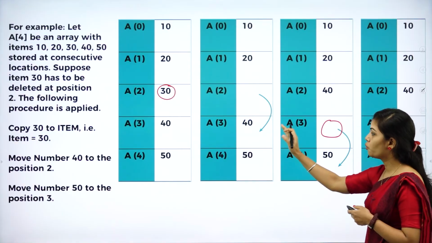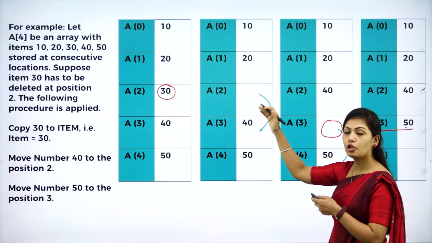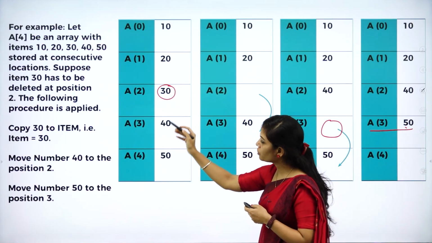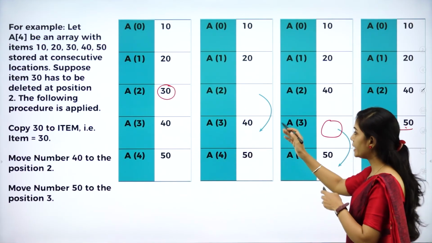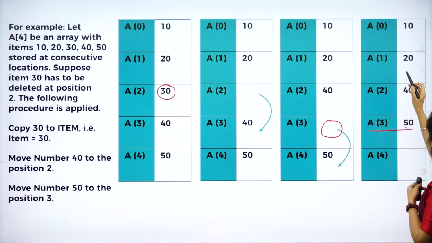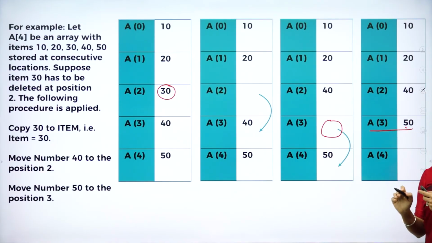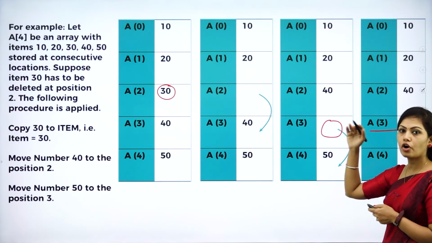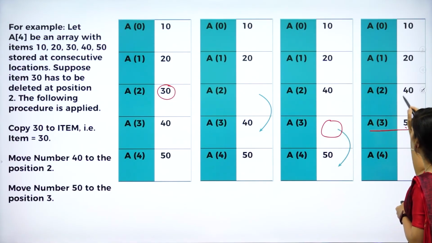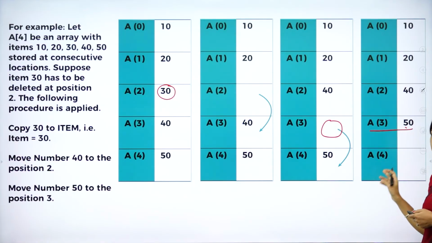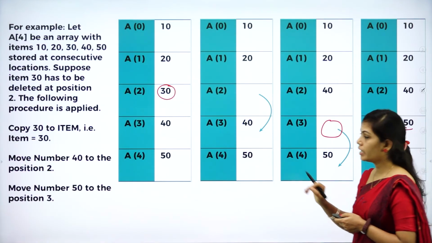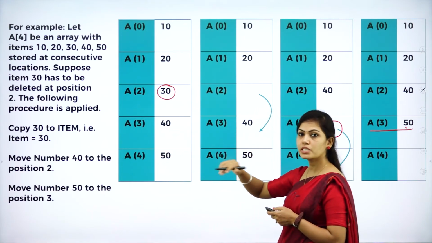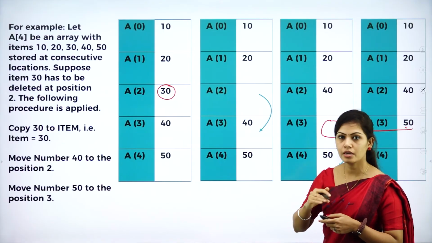In every step, one item has to shift to a lower order position. So here the given array is A of 0 to A of 4. After deleting an item, it will become A of 0 to A of 3 only. In every step, all the subsequent items shift to a lower order position. Now it is A of 0 to A of 3. This is called the deletion operation. In every step, we have to observe the position. One position will shift to a lower order position.